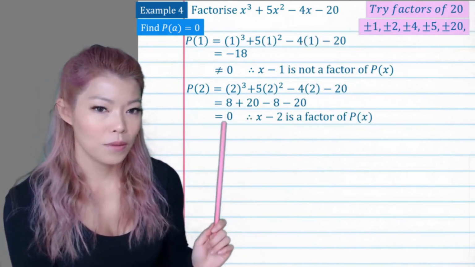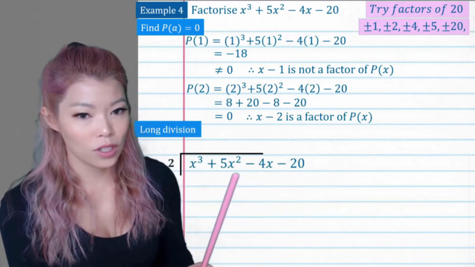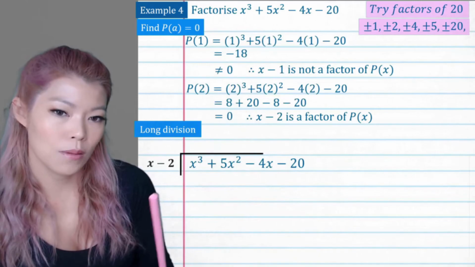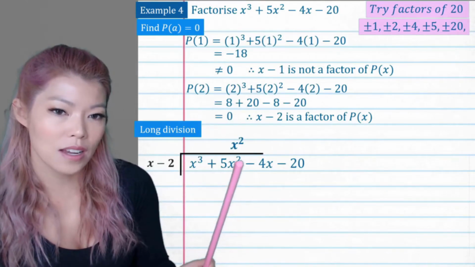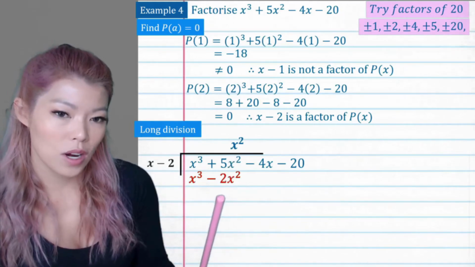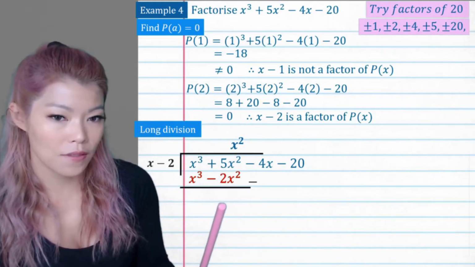Now what do we do after we find the first factor? We do long division of x minus 2 and all of that. So x times what is x cubed? That's x squared. X squared times that is x cubed minus 2x squared. Subtract. 5 minus minus 2 is 7.